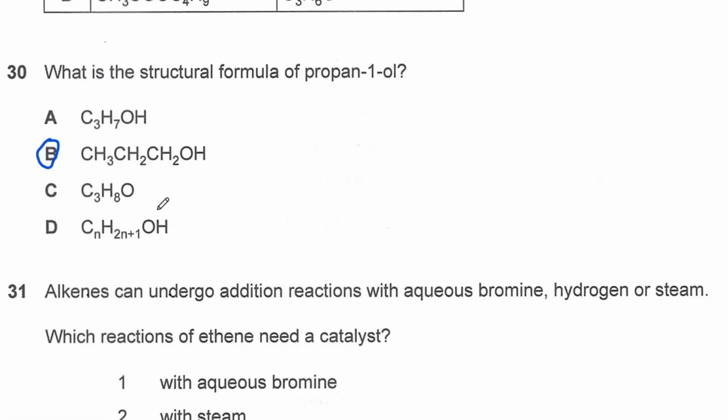If you look at option C, it is wrong because it is not an alcohol. Propanol is an alcohol. It's supposed to have an OH group. Then option D, this is the general formula, not the structural formula of propan-1-ol. This is the general formula for alcohols. So option B is the correct answer.